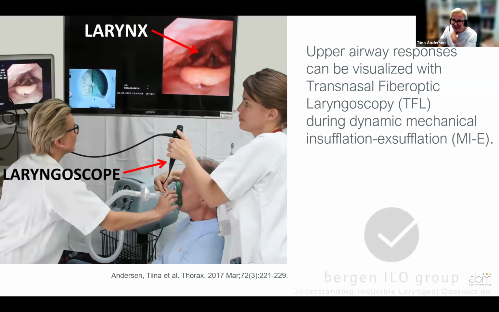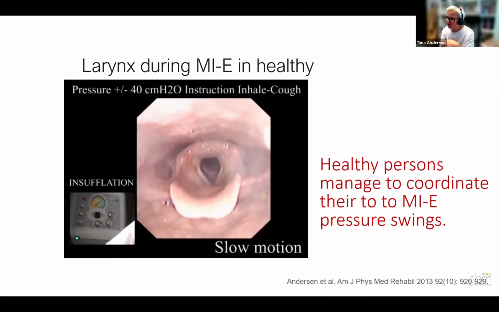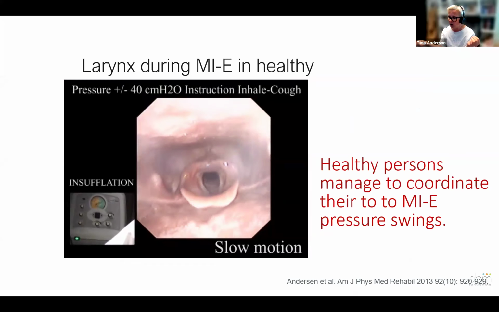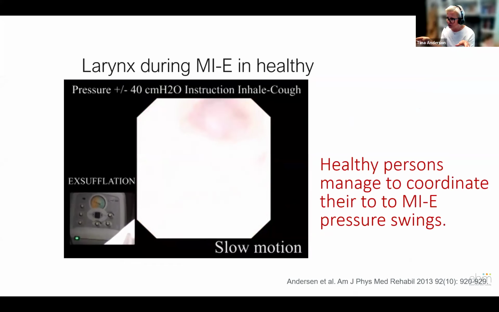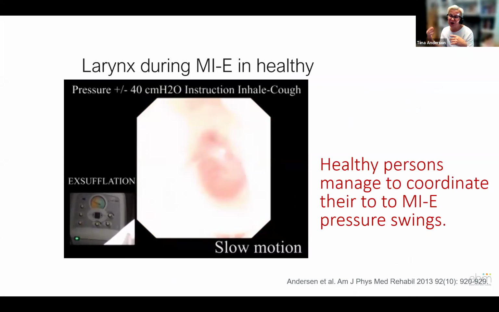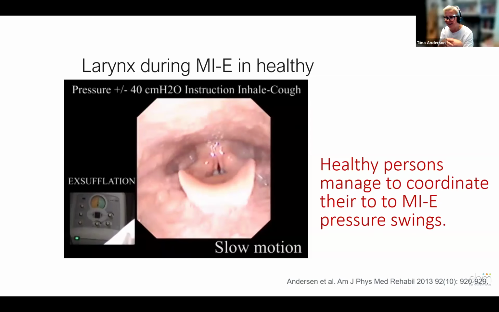We will see the first video, and that's of one healthy person. What happens in the larynx during MIE? And we see when we apply a positive pressure, the larynx is opening. When we ask the participant to cough, do the pressure swing, they manage to do that. And during exsufflation, there are often many openings and closures. And we can also hear that if we had a sound. Okay, so this is healthy, and that's how we started our studies.